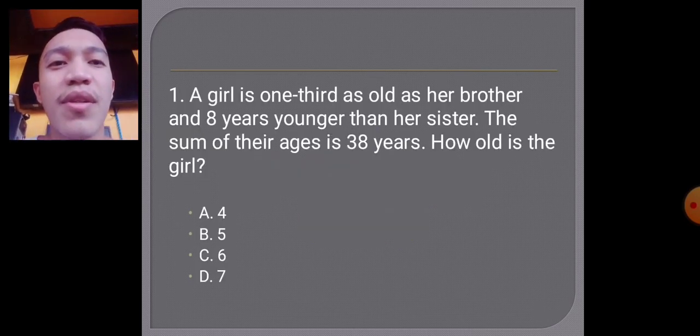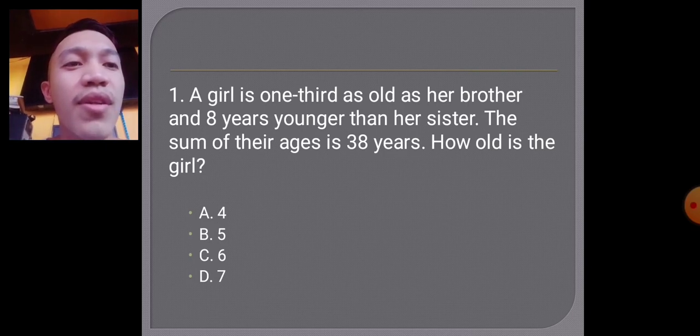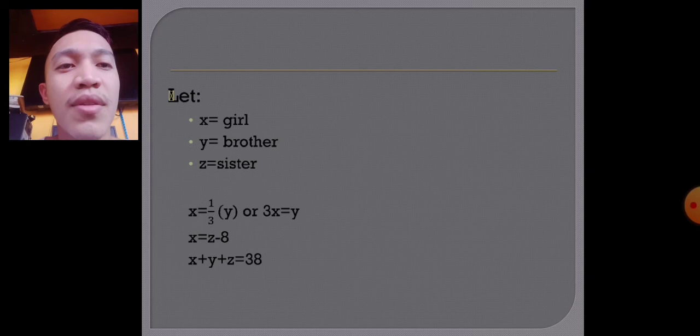For question number 1. A girl is 1/3 as old as her brother and 8 years younger than her sister. The sum of their ages is 38. How old is the girl? A. 4, B. 5, C. 6, D. 7. So we let X as the girl, Y as the brother, and Z as the sister.